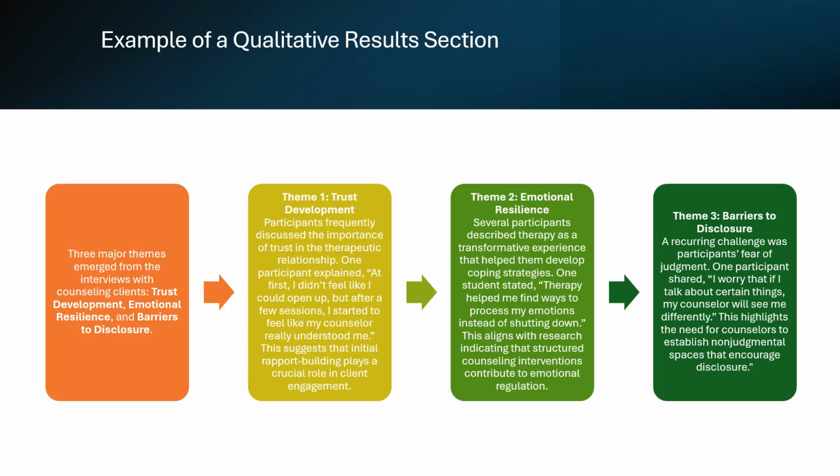This is an example of qualitative results. Notice how the results are organized by theme, not by participant. Direct quotes from participants are used as evidence. Findings are summarized objectively without personal interpretation. So if your research is qualitative, you should structure your results section using a similar approach.